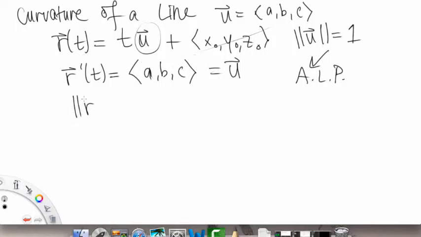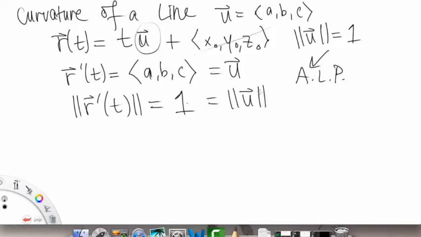So we know that the magnitude of r prime of t is equal to 1, because the magnitude of u is equal to 1 as well. Anyways, the whole deal behind that is to be able to replace our t from this equation here with just an s.